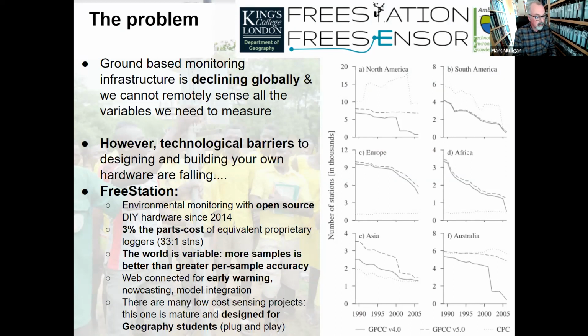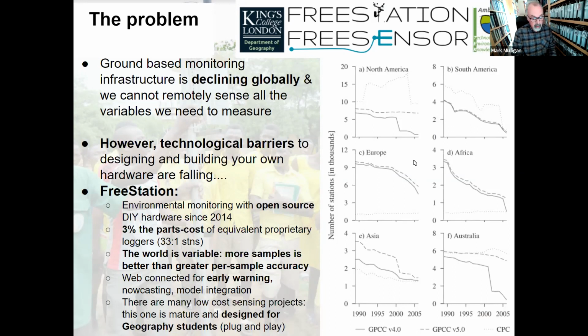So what problem are we addressing with low-cost environmental sensing? The problem is that ground-based monitoring infrastructure has been declining globally for at least 40 years. And even as you see, since 1990, the number of weather stations of sufficient quality for inclusion in global climate analyses has been declining, whatever continent that you are looking at.